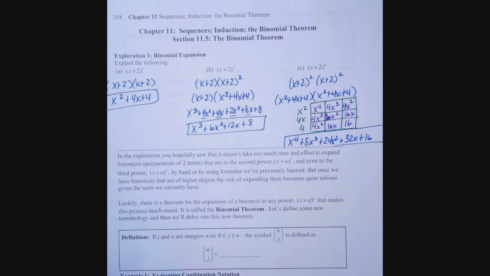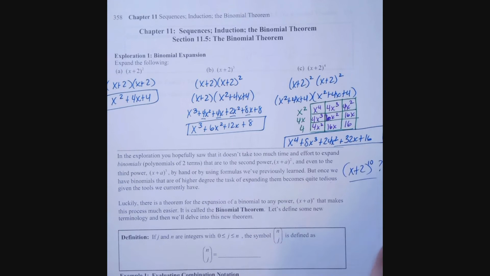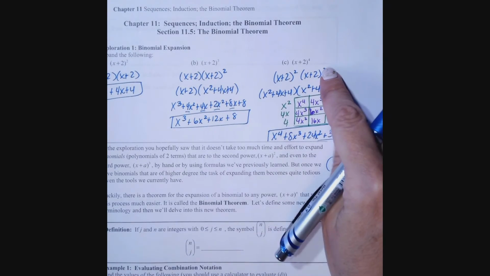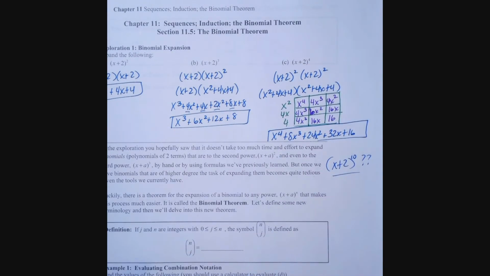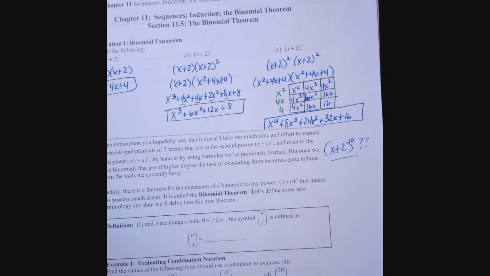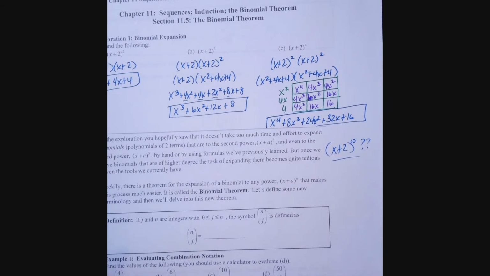But what if you were asked to do something like x plus 2 to the 10th power? Well, if I needed to expand something like that, that takes a lot of effort, right? Because we've got x plus 2 to the 4th here, but 4 is not a factor of 10. We could do x plus 2 to the 5th, maybe. Anyway, it just gets crazy hard. It takes too much work. Well, there's an easier way to do that using binomial theorem.